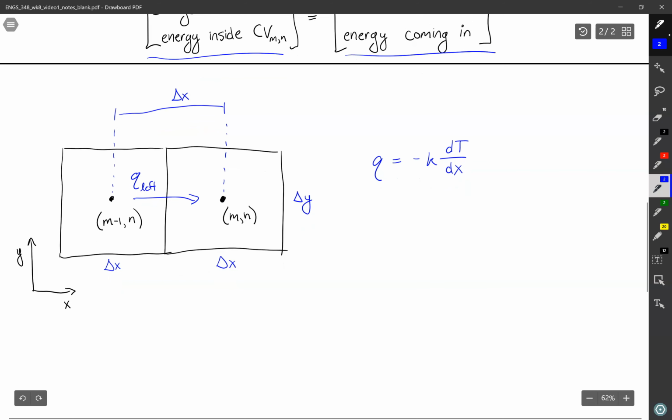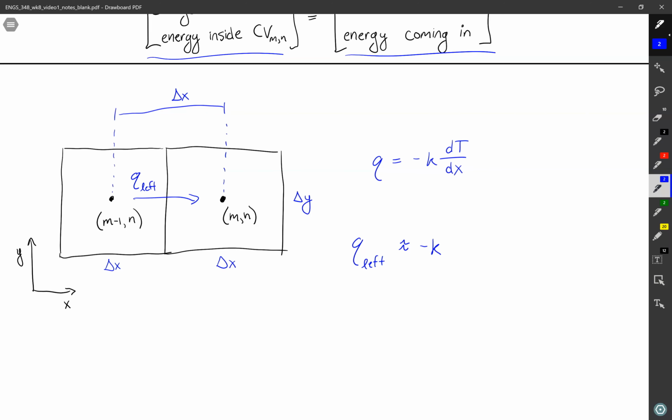So Q left is approximately equal to minus K. So what is the slope of the temperature? Well, the slope of the temperature is going to be the temperature on the left-hand side minus the temperature on the right-hand side divided by that distance. So that's our estimate for the temperature.